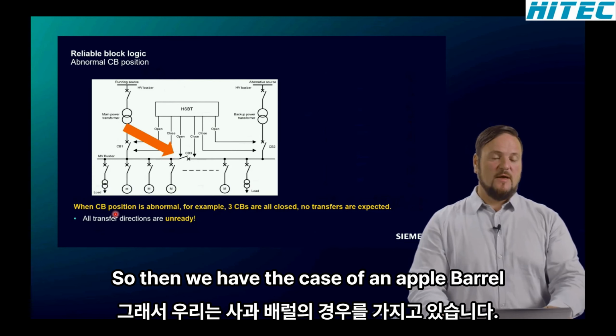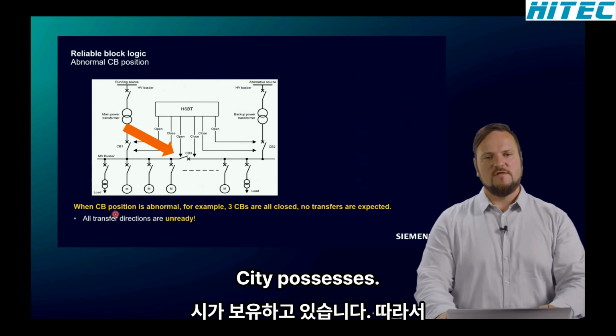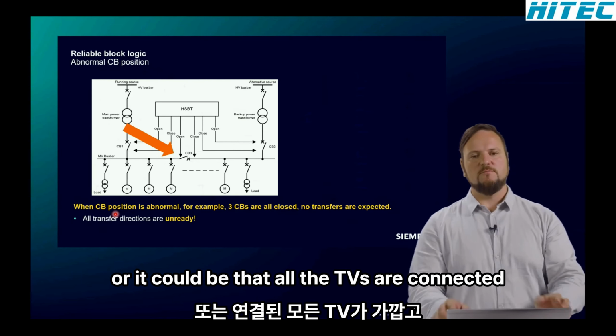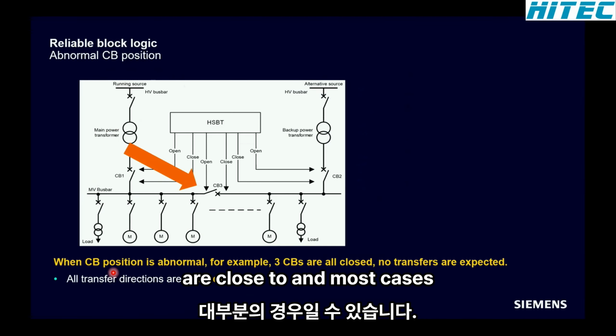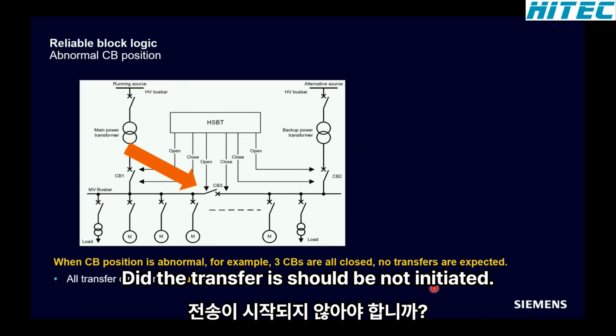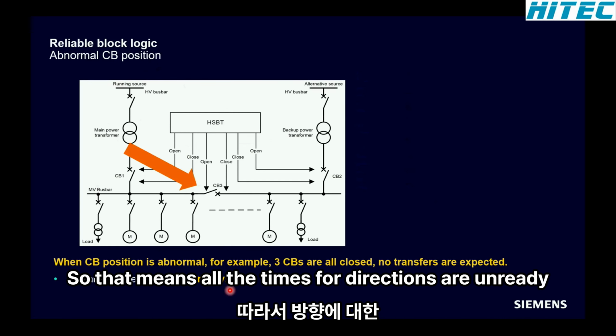Then we have the case of an abnormal CB position. It could be that the CB is in the intermediate position, or it could be that all the CBs are closed. In both cases, when we have an abnormal CB position, the transfer should not be initiated. So that means all the transfer directions are unready.